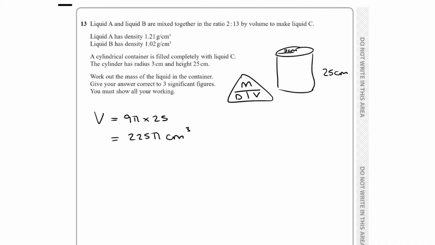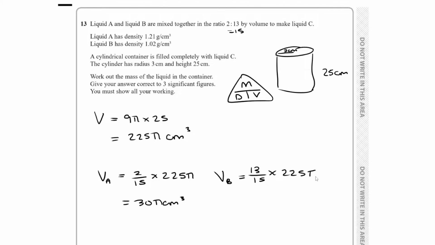And then I was thinking, okay, I could split the volume into A and B because I've got the ratio. So I'm going to share out that ratio of this volume here. The volume of A is 2 out of 15. That's 15 parts of the 225 pi, which gives you 30 pi. And the volume of B is therefore the other. You could either work it out like this, or you could just subtract it. That's fine as well. 13/15, so that's the other 195 pi.